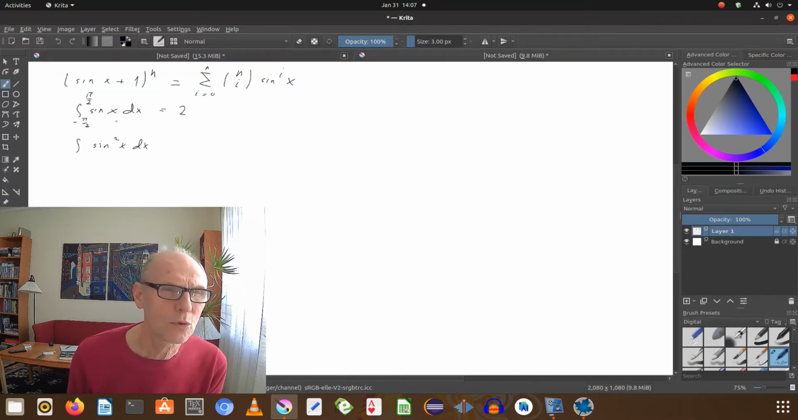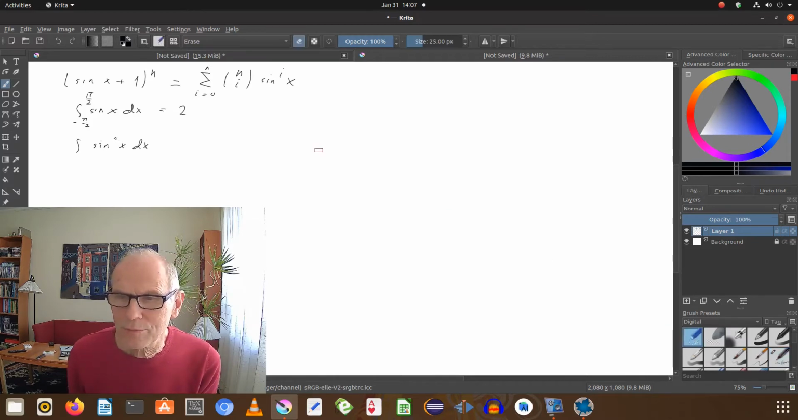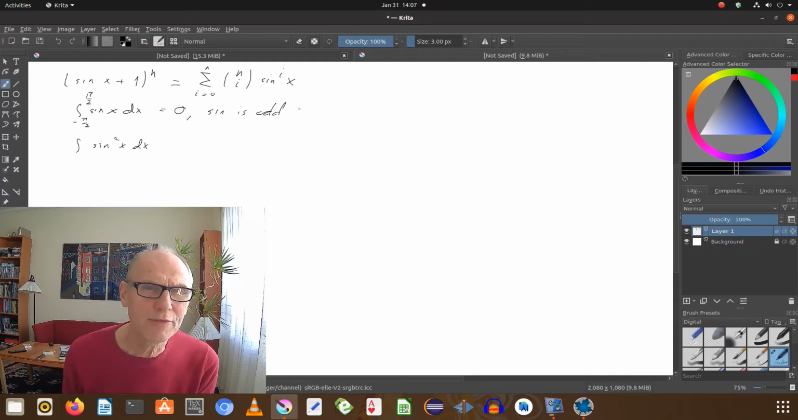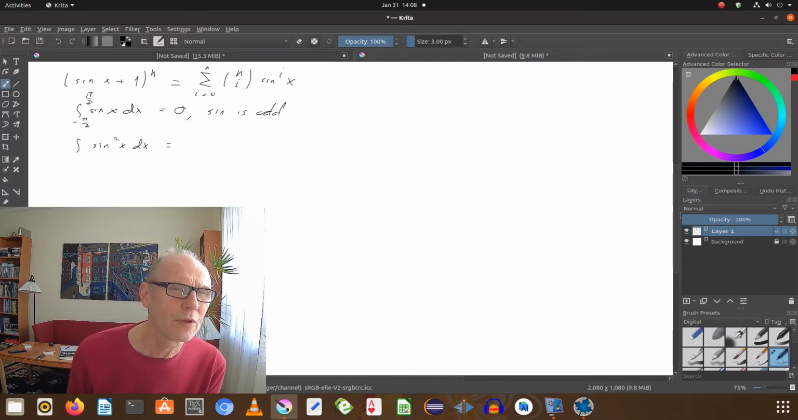So this ought to vanish. Oh, it does. Of course it does, because sine is an odd function. So only even powers contribute. And this is an average 1/2. So it gives half the length of the interval.